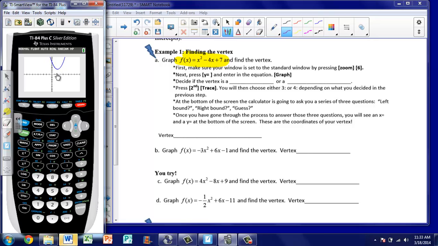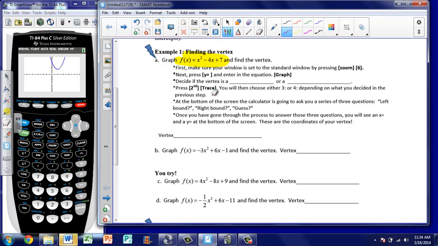So we're trying to figure out what is the vertex. Now we can look at it and kind of estimate, but the calculator will give us a little bit more of an accurate answer. In order to find the vertex, though, we have to tell the calculator specifically what we're looking for. So notice here it says decide if the vertex is a blank or a blank. What we need to do is decide, and we've practiced this in previous sections also, is the vertex a maximum or is it a minimum? So that's what you want to put on these lines here.